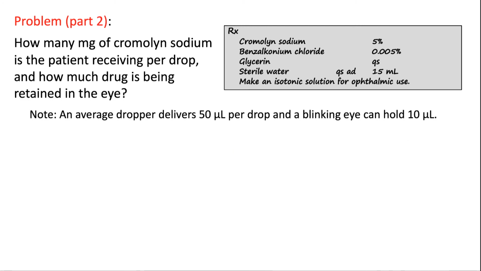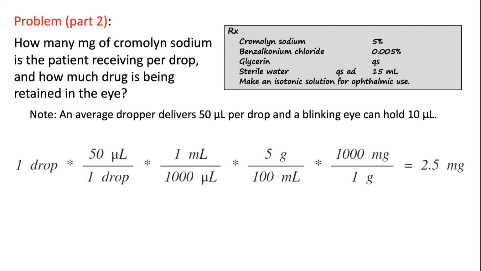Second part, it says, how many milligrams of cromolyn sodium is the patient receiving per drop? And how much of the drug is being retained by the eye? And to answer that, you have to know that an average dropper delivers about 50 microliters per drop. And with a blinking eye, keep in mind, there's only a certain volume that can stay in contact with the eye. We're saying that contact amount is about 10 microliters. Okay? So let's start with the first question, which is how many milligrams of cromolyn sodium is the patient receiving per drop? Okay, so let's start with 1 drop.